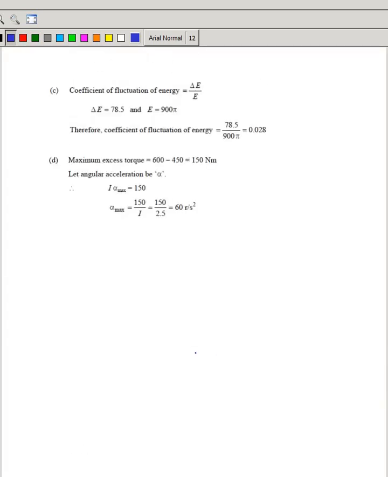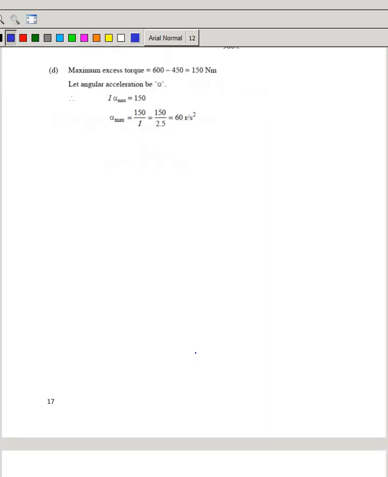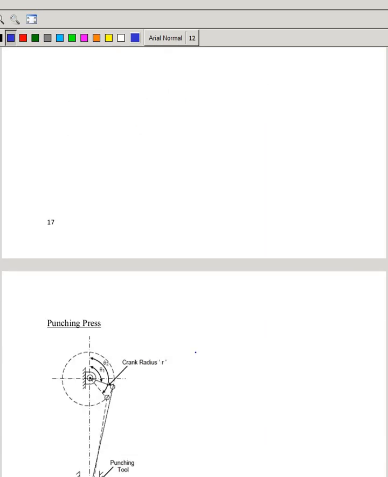So with this we stop here, and in the next lecture we'll see how to determine the moment of inertia of a flywheel for a punching press.